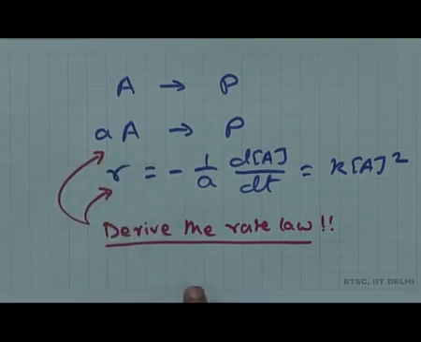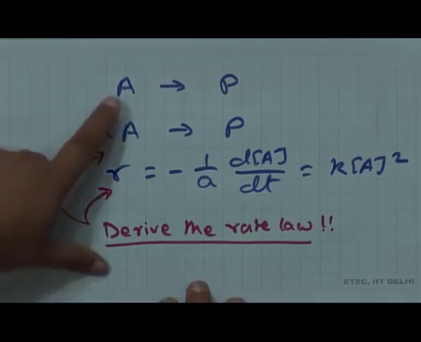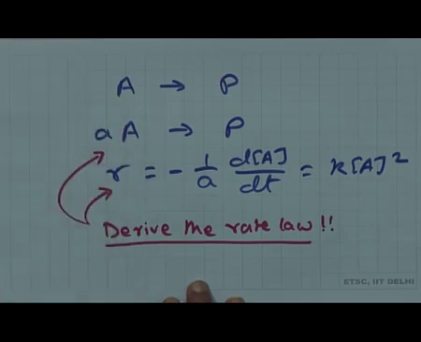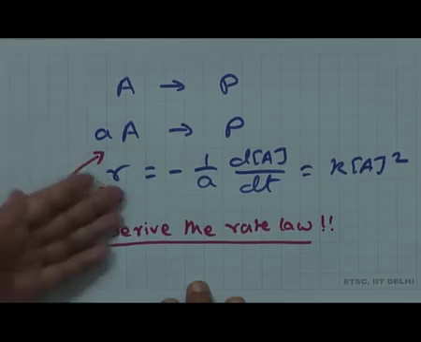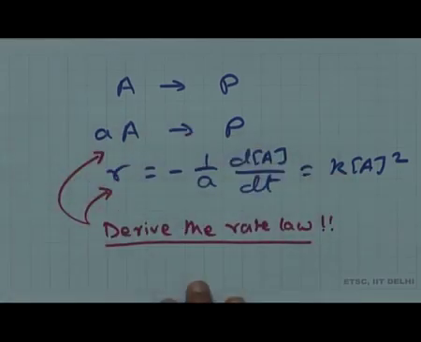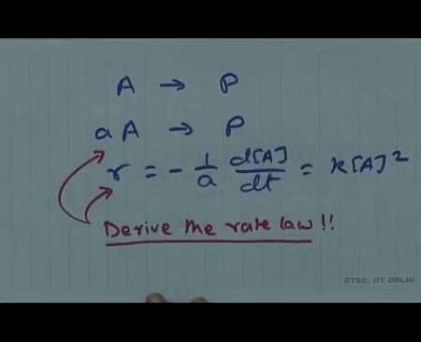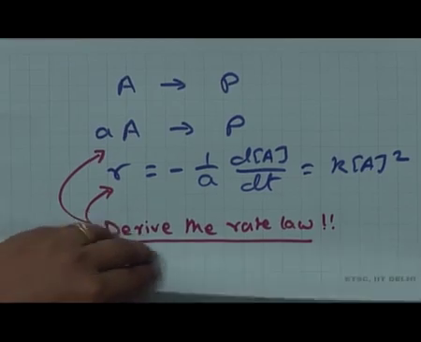Now, I am saying that this A is having a general stoichiometric coefficient A, which might be 1. If A is equal to 1, then I am coming back to this. If A is not equal to 1, say if A is equal to 2, A is equal to 3, whatever, then I have this thing that I have to take care of, and that is why you derive the rate law.